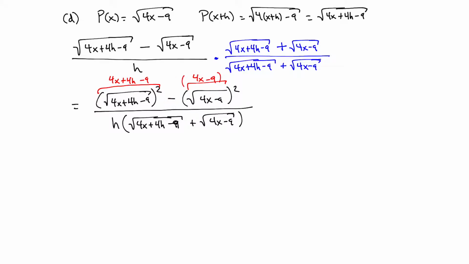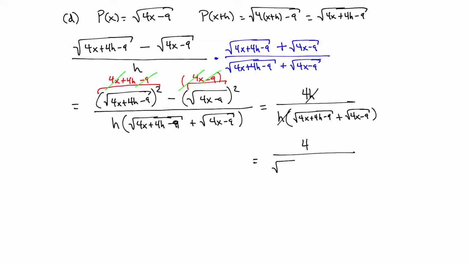Because when you square the square root, they cancel, and you'll see that the 4x's cancel and the 9's cancel, quite magically, honestly. And so what we end up with is just 4h over h times the square root of 4x plus 4h minus 9 plus the square root of 4x minus 9. And the h's cancel, and we know we're done.